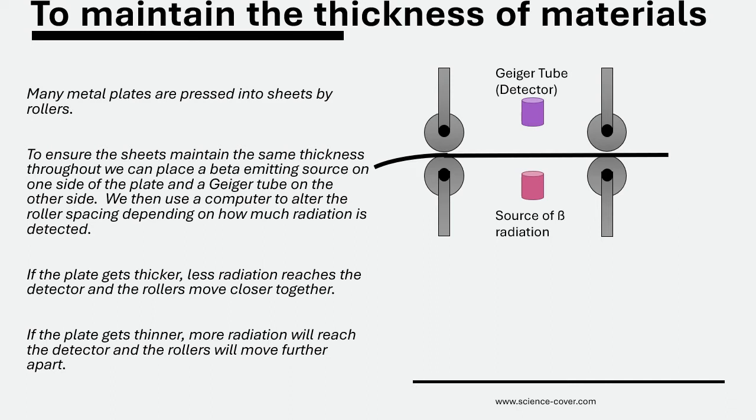So we can set up a computer to alter the roller spacing depending on how much radiation is detected. So if the plate is getting thicker, then it means that less radiation will reach the detector, so the computer can instruct the rollers to move closer together. But if the plate is getting too thin, then more radiation will be reaching the detector, so the computer can instruct the rollers to move further apart.